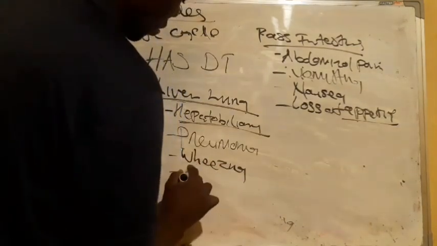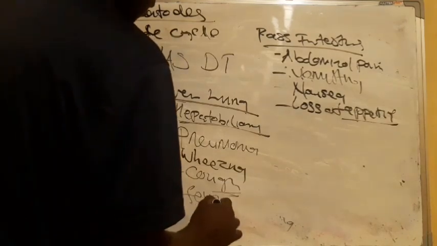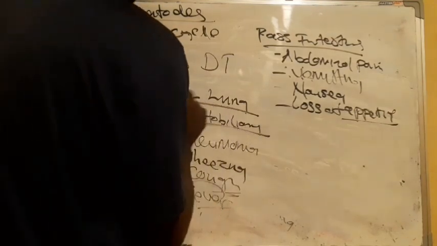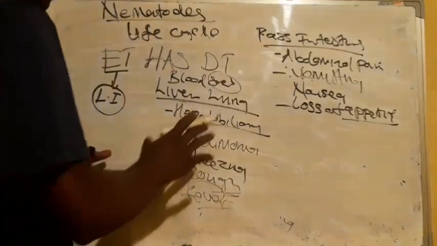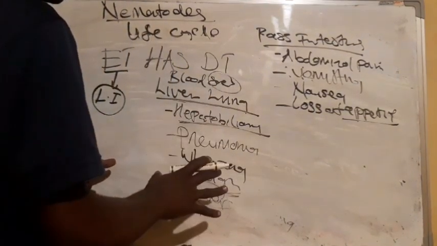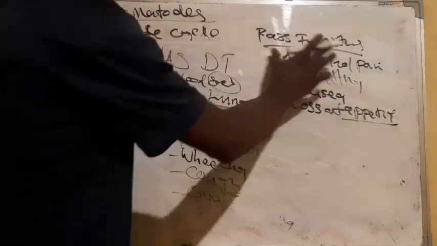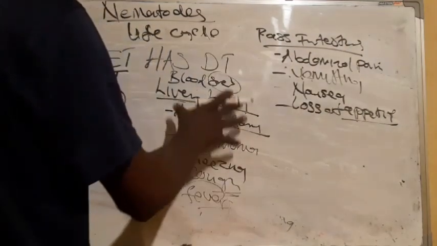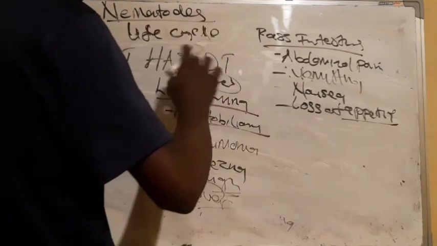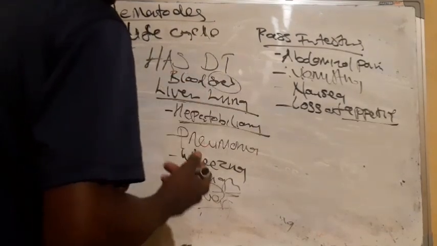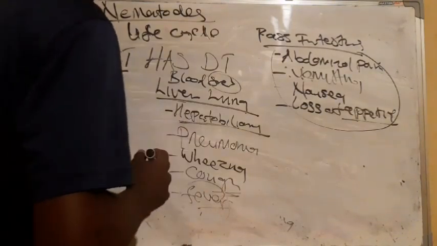and also wheezing, cough, and also fever. Why fever? Because it is in the bloodstream. So these are the symptoms that can be seen. Whatever nematode, if it passes the intestine, these are the symptoms. If it passes these tissues, these are the symptoms. But for the intestine, we need to know that all the nematodes pass through the intestines. Hence, they cause these symptoms as the clinical features.